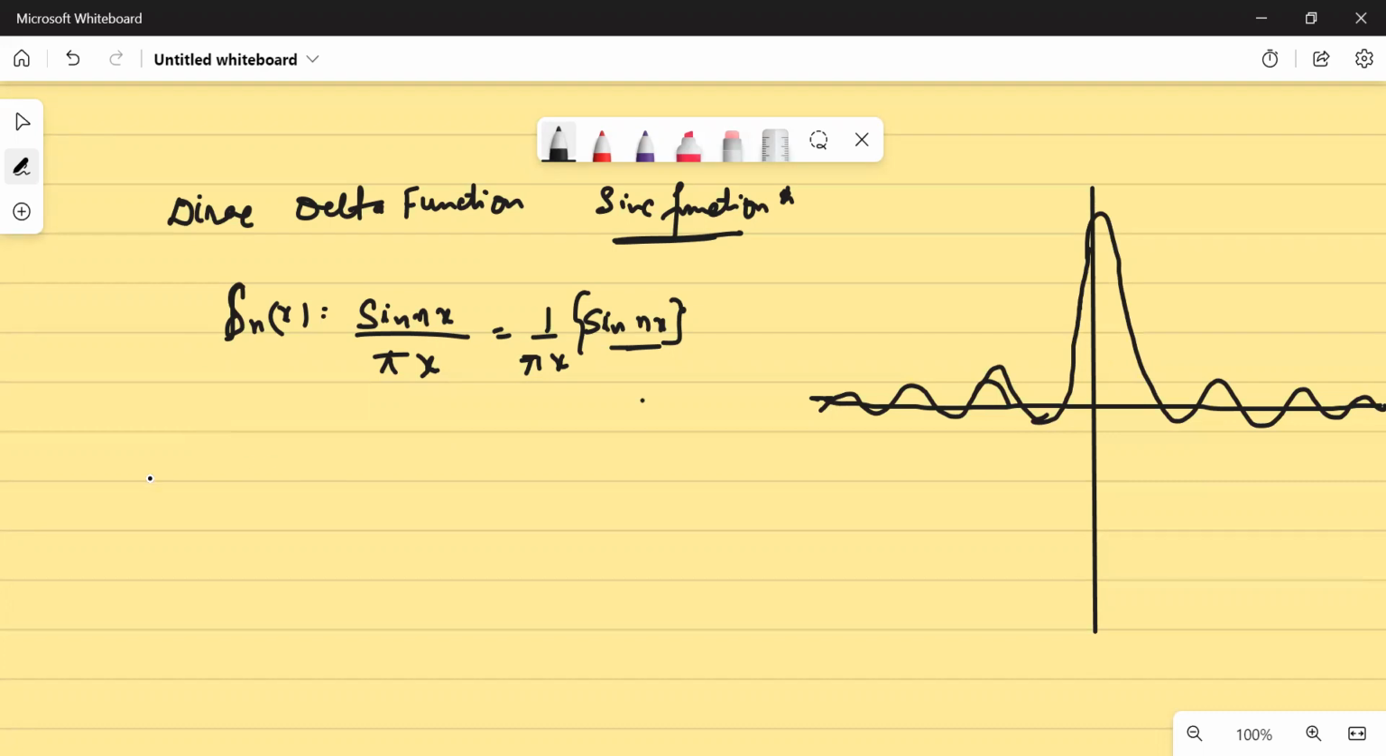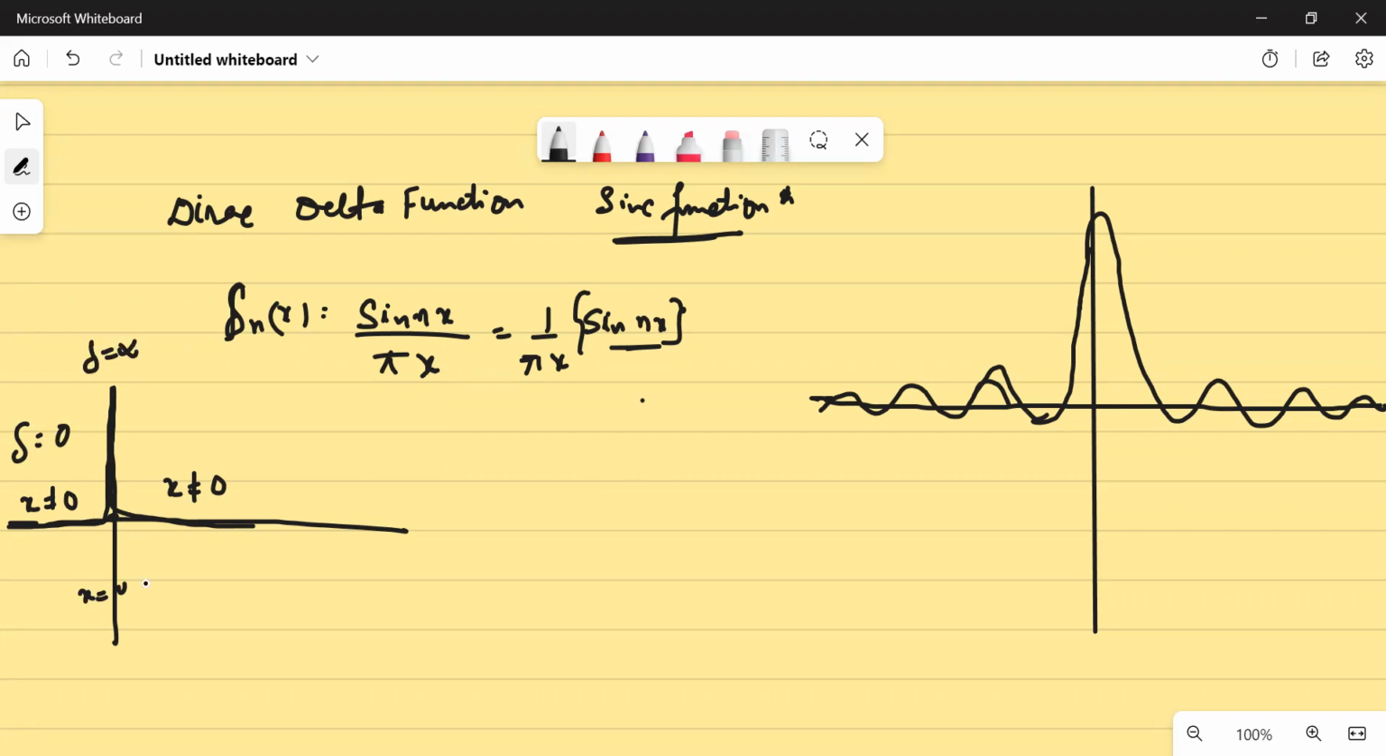Okay, so what does the Dirac Delta function say? The Dirac Delta function says that if I have a Dirac Delta function stationed at x equal to 0, it means you will have a narrow infinite spike over x equal to 0, and everywhere else you should have 0. So for all x not equal to 0, your Dirac function should give you 0, and exactly at x equal to 0, it should be infinite. And this is your Dirac Delta function, which is situated at x equal to 0.